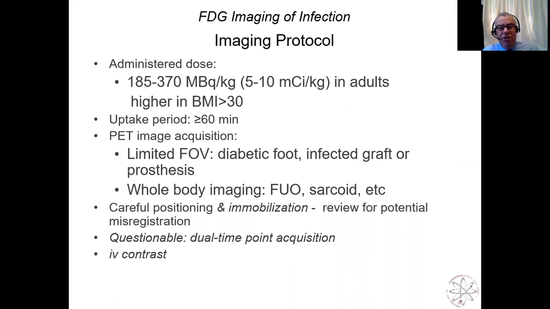So the imaging protocol, as approved by the SNM and the EANM, is to give up to 370 megabecquerels, or megabecquerels per kilogram. You might want to use more in large adults. Wait 60 minutes. You can do a limited field of view if it's looking for things like diabetic feet, but most of us will still do a whole body because we'd want to know if there was any infection or problem elsewhere.